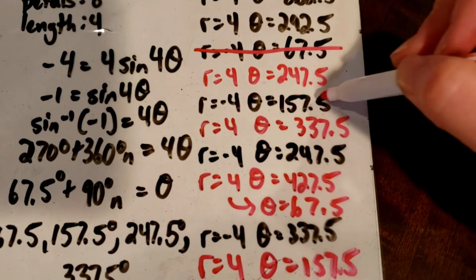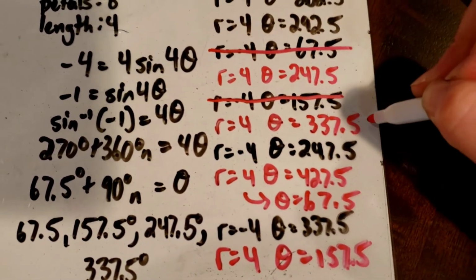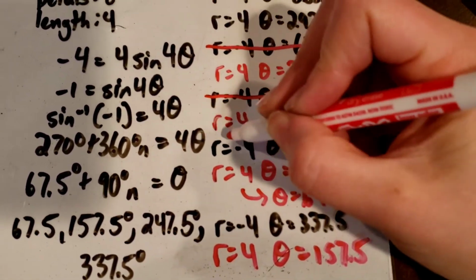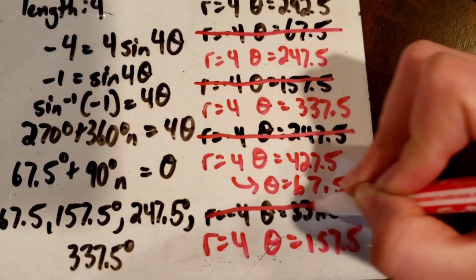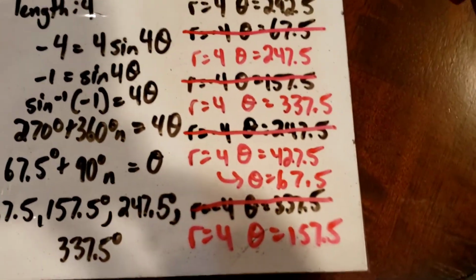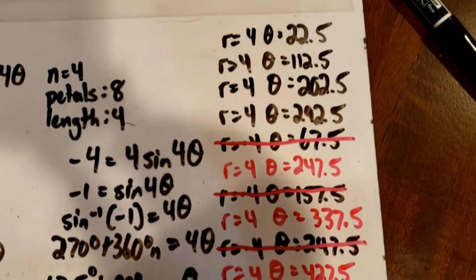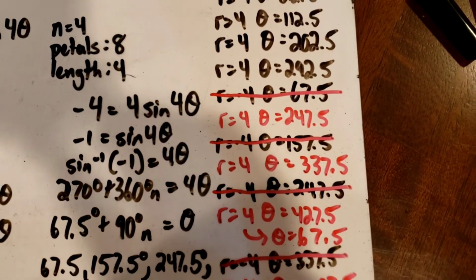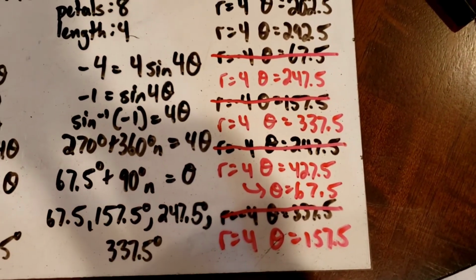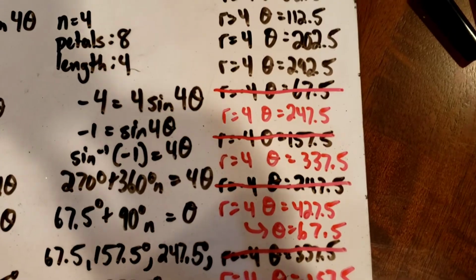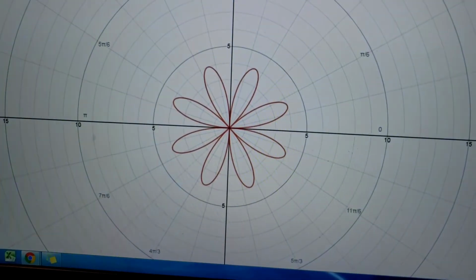R equals negative 4, theta is 157.5. You need it with a positive r. And if you look, there are no unique points here, so there are none to cross out. So all we have to do is graph these 8 points, and then we can make our rows.